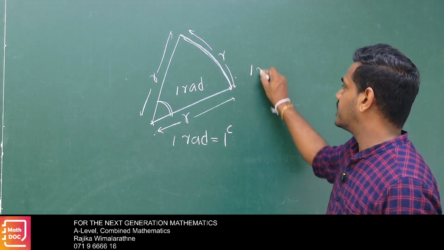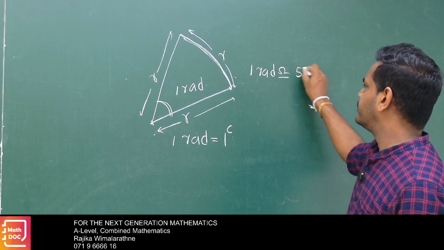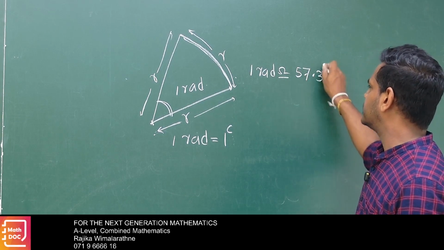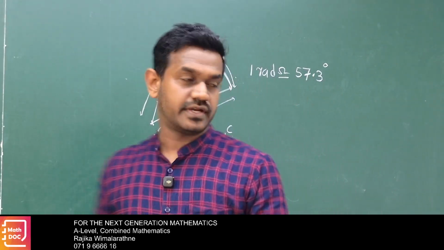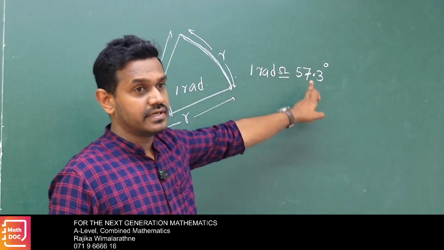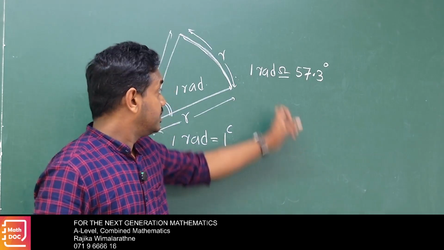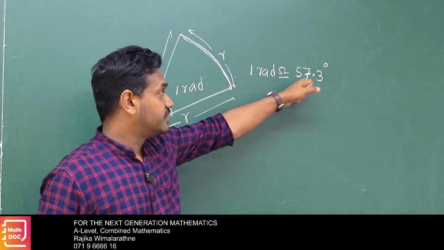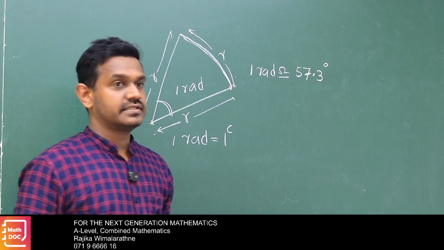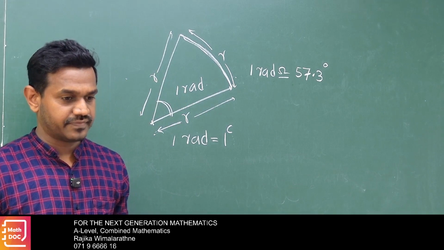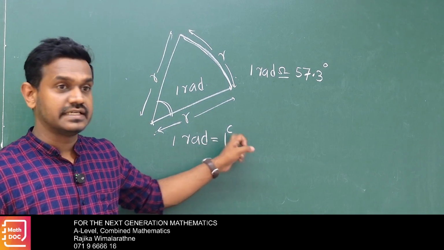Here 1 radian is approximately equal to 57.3 degrees. Just write it. No need to remember, but anyway it is a somewhat big angle, close to 60 degrees. That is the radian. We need to use the unit rad or 1c.